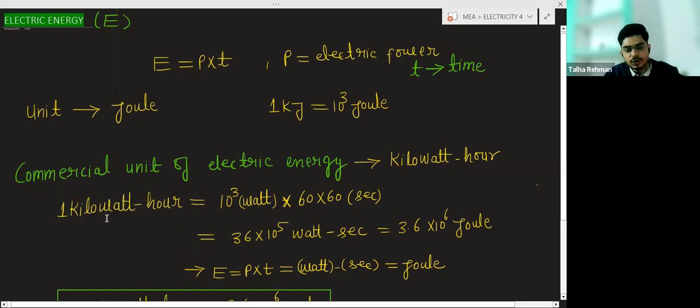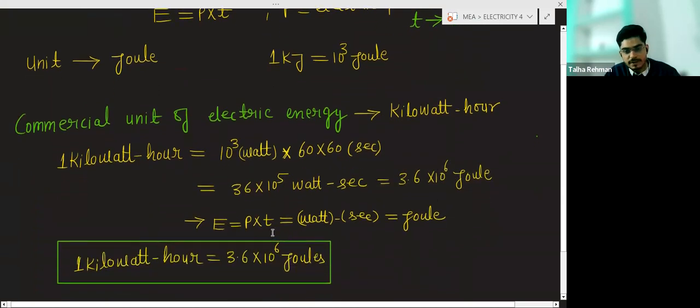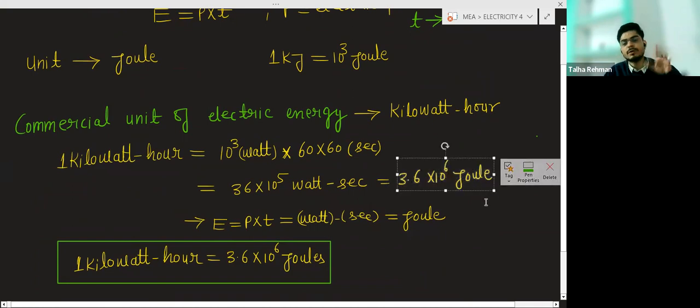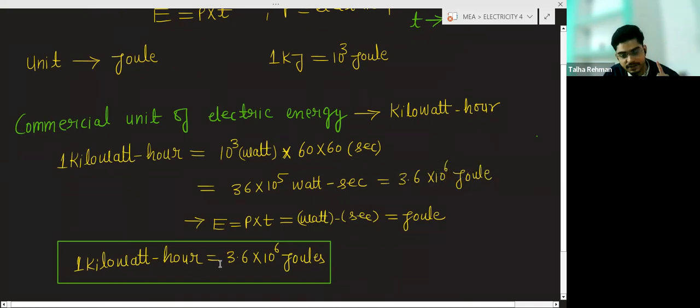So how will you convert 1 kilowatt hour into joule? In 1 kilowatt there are 10 to the power 3 watt, and in 1 hour there are 60 into 60 seconds. When you multiply this, you will get 3.6 into 10 to the power 6 joule. Always remember that. Energy is power into time. The unit of power is watt, and the unit of time is second. Watt second is also known as joule. In 1 kilowatt hour, there are 3.6 into 10 to the power 6 joules.